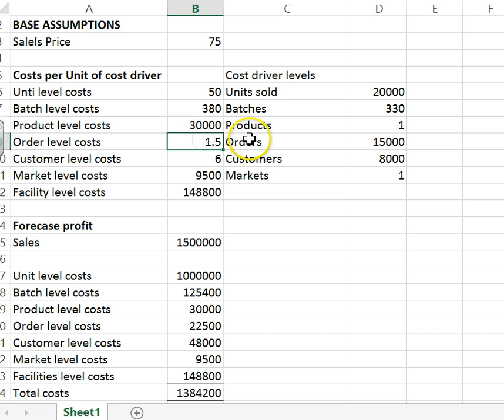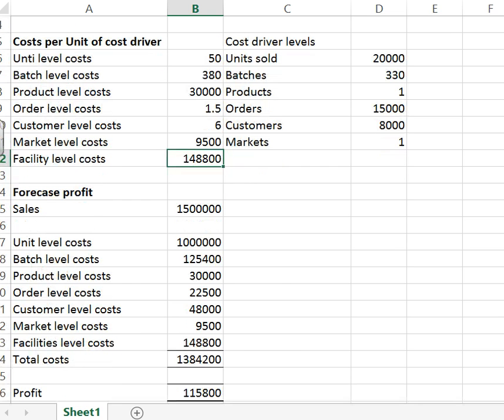Then we've got our order level costs times the number of orders, our customer level costs times the number of customers, our market level costs times the number of markets, and we've only got one market here. Again, this is a very, very simple calculation. And our facility level costs, which we've only got one facility. So we've then got all of these down here, and we can work out our total costs by adding all of these up, and our profit.